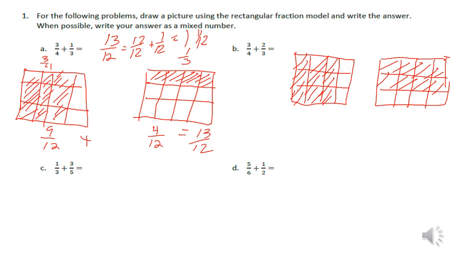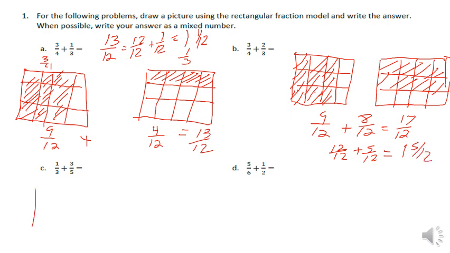Giving us our equivalent fractions, which we can see this is 1, 2, 3, 4, 5, 6, 7, 8, 9. So once again, we have 9 twelfths here, plus here we got 2, 4, 6, 8 twelfths, which gives us 17 twelfths, which we know is equal to 12 twelfths plus 5 twelfths, which is equal to 1 and 5 twelfths.